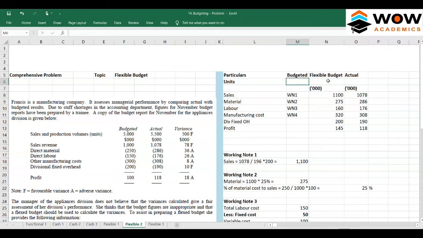Units. Budget is 5,000. Flexible budget is we are doing it for 5,500 units, and actual is also 5,500 units. So let's get the differences here. The sales should have been 1,100, but it is only 1,078. So that is a bad thing. So we should get a negative number. Okay, that's a bad thing.